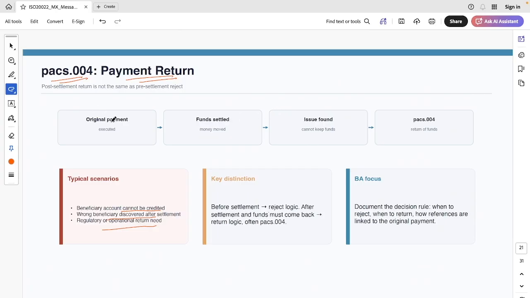For BAs, this is a very important requirement area. You must document when to reject, when to return, and when to trigger a cancellation or investigation. You must also define how original references are linked and which reason codes are used, what accounting entries are created, and how the customer is notified.